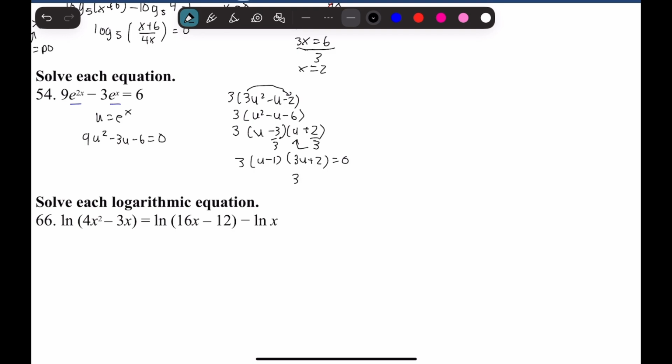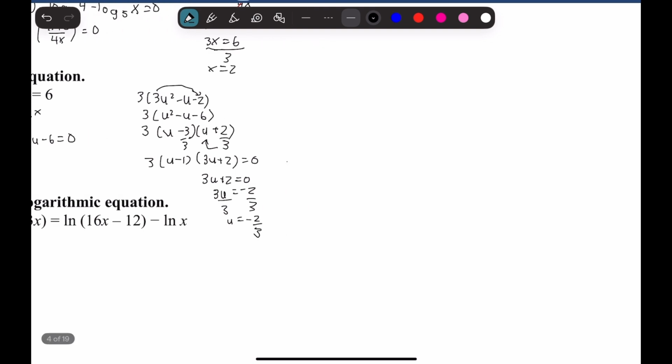We set each of our factors equal to 0. So we have negative 2 over 3, u is equal to negative 2 over 3 as one of our solutions, and then we have u minus 1 is equal to 0. Adding 1, we have u is equal to 1. And what do we have here? So we have e to the x is going to equal negative 2 over 3 and 1.